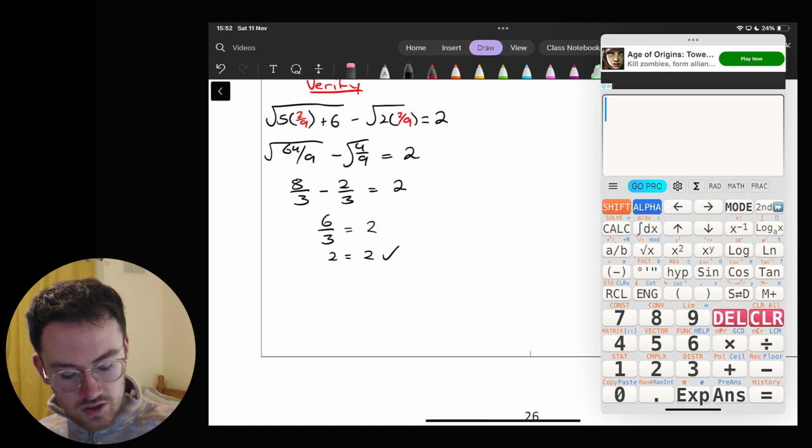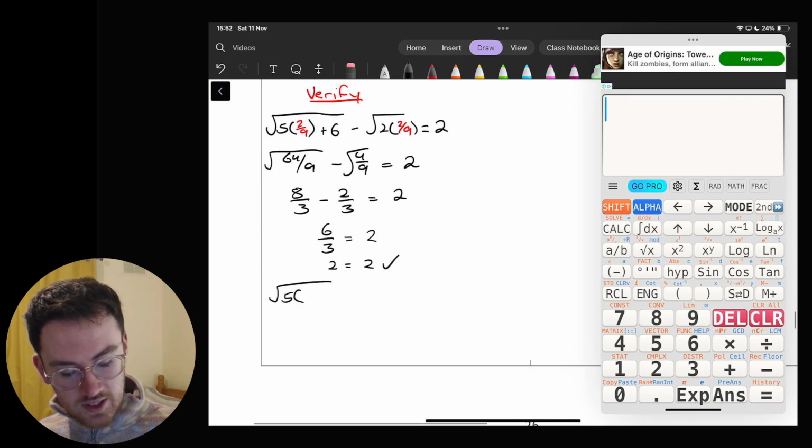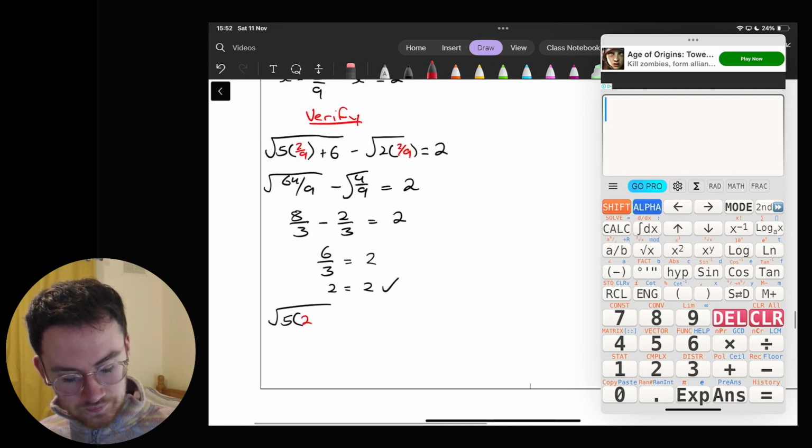For trying the other solution then, 5 times 2 plus 6 minus 2 times 2.